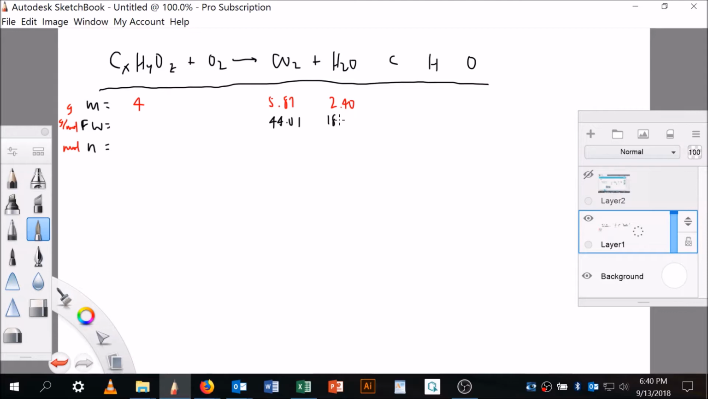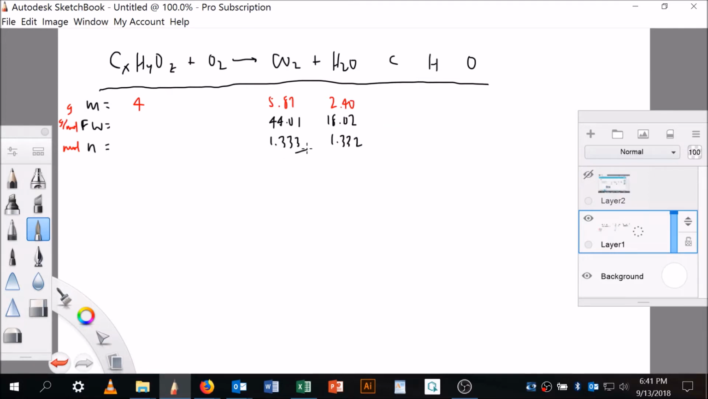44.01. This is 18.02. And so that's going to give me how many moles of carbon dioxide? Let's go. 5.87 divided by 44.01 equals 1.333. Really 1.334, I guess. I didn't round that right. And let's do this. 2.4 divided by 18.02 equals 1.332. This is too convenient, isn't it?